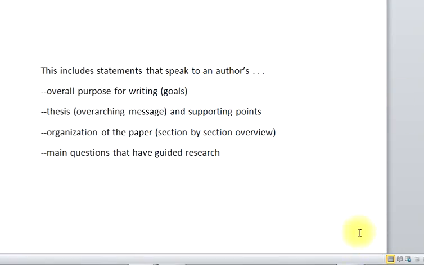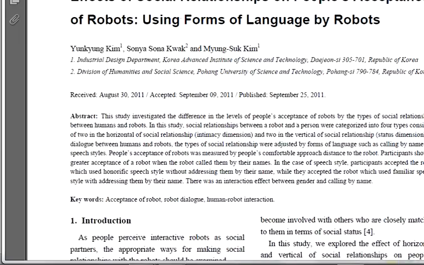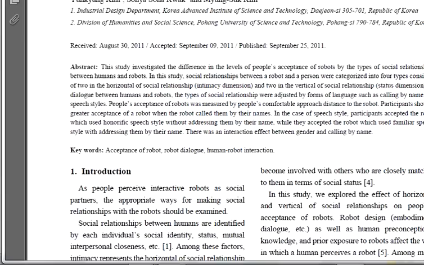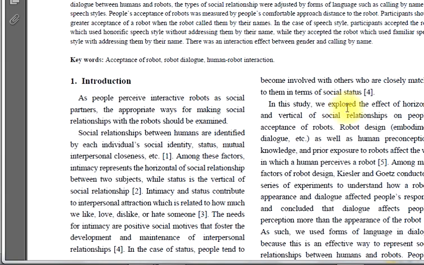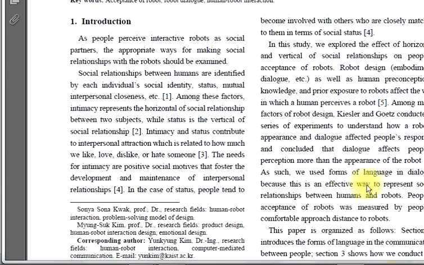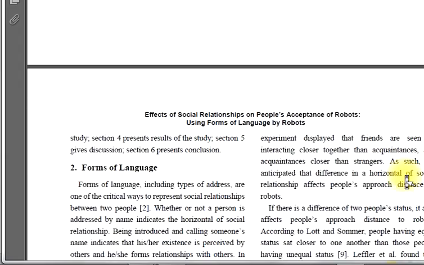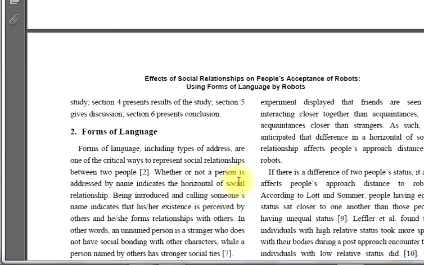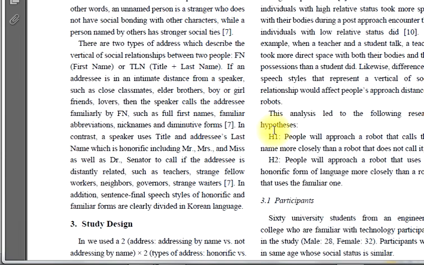Now let's take a look at one more. This is the one that you read. All right, notice the two-tier title, the abstract, again, very important. Here are where the maps show up. In this study, we explore the effects. As such, we use forms of language to do this. This paper is organized as follows. Section 2 does this, Section 3 does that. Those are all designed to give you the plan of the article, to help you read it quickly. This analysis led to the following research hypotheses, or tentative theses.